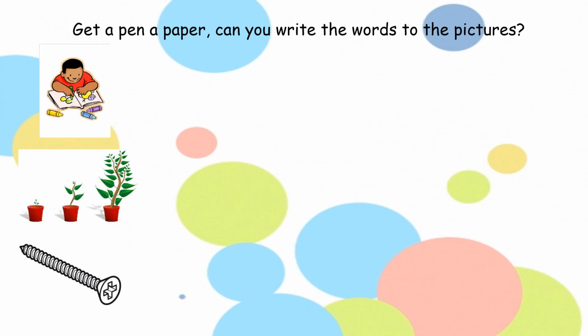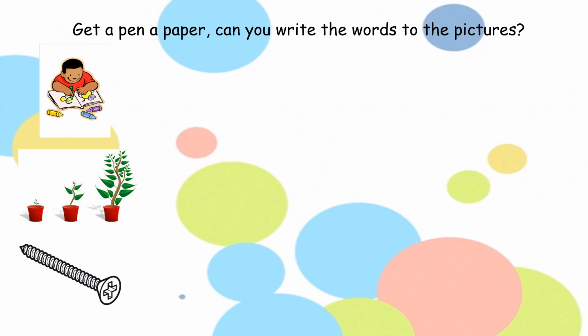Okay, now let's write some words to these pictures. What can you see in the first picture? So you might say that the boy is drawing, but we're going to use the past tense and we're going to say the boy drew a picture. So your word is going to be drew. The second word, the plant is, you might say the plant is growing, but we're going to use the past tense and we're going to say the plant grew. So your word is grew.